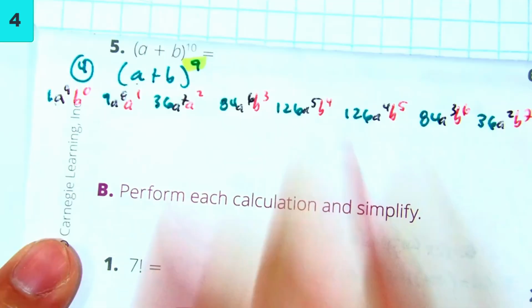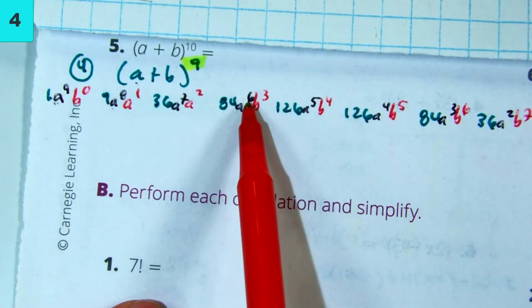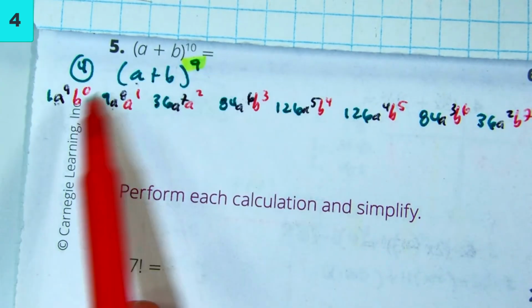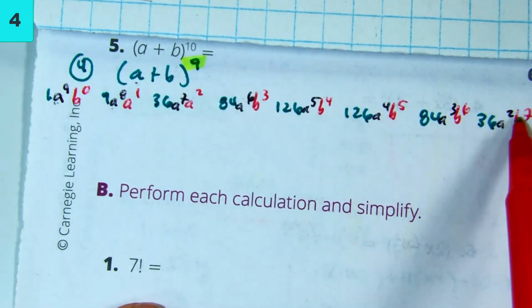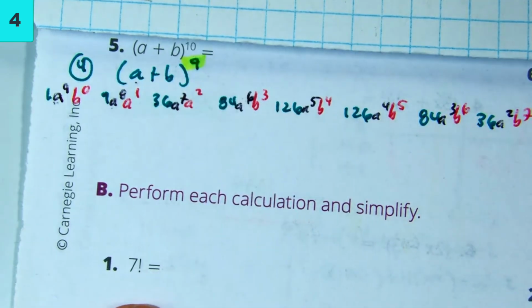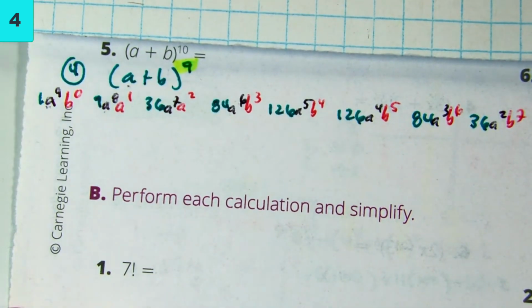How do you know you did this correctly? If you add the exponents, 6 plus 3 will equal 9. All of these will equal 9. 3 plus 6, 9. 2 plus 7, 9. And then the last step tells us to simplify. What does it mean to simplify?